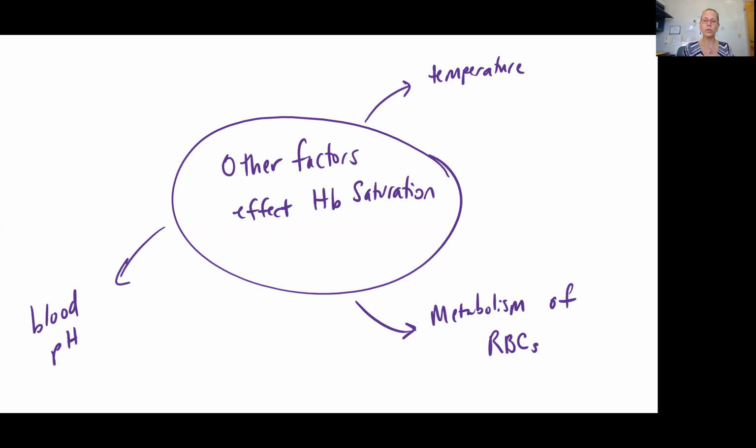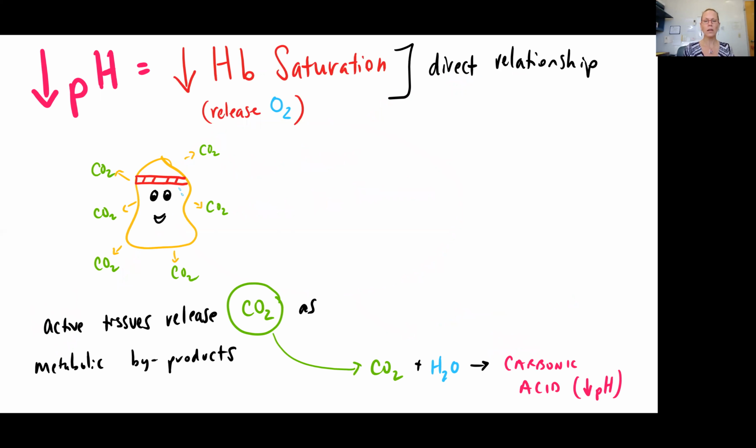And we'll see also that metabolism of the red blood cells will have an effect on the hemoglobin saturation as well. So we'll be looking at these three factors in turn. Let's start with pH. This is a direct relationship, which simply means the arrows are going in the same direction.